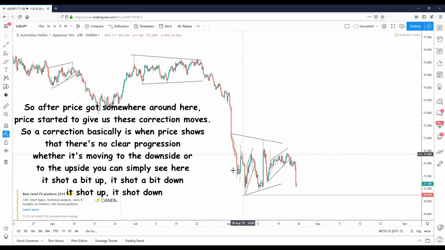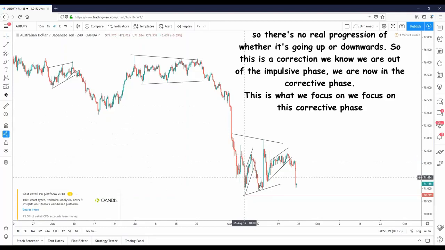Okay, so after price got somewhere around here, price started to give us these correction moves. So a correction basically is where price shows that there's no clear progression, whether it's moving to the downside or to the upside. You can simply see here it shot a bit up, it shot a bit down, it shot up, it shot down. So there's no real progression of whether it's going up or downwards. So this is a correction.